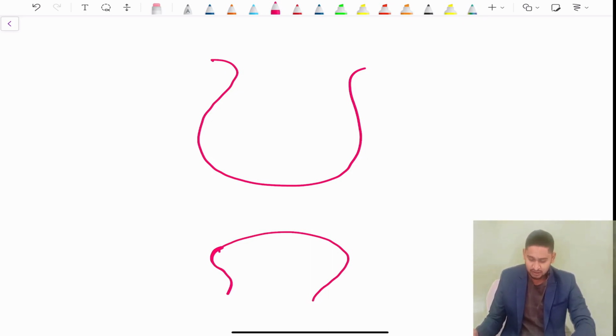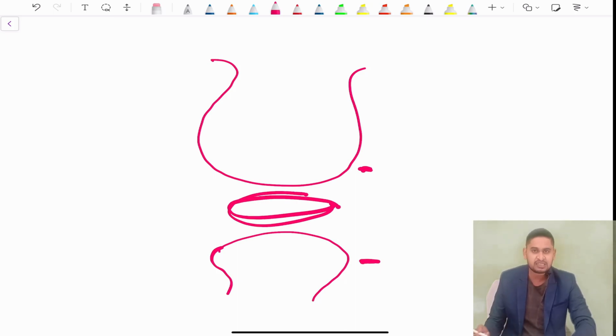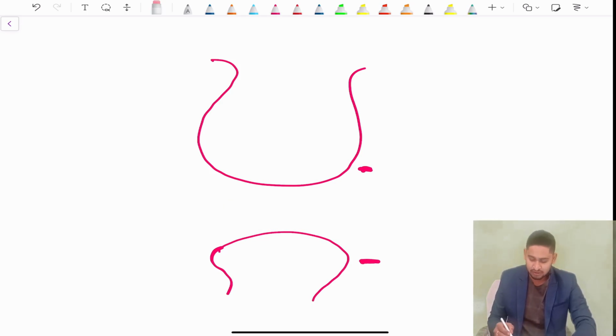The space between two neurons, the two neuronal junctions, is called the synapse, and the neuron which is present before the synapse is called the presynaptic nerve. The neuron which is present after the synapse is called the postsynaptic nerve. The space between the two neurons is called the synaptic cleft or synapse. Now we will look at how acetylcholine is synthesized.